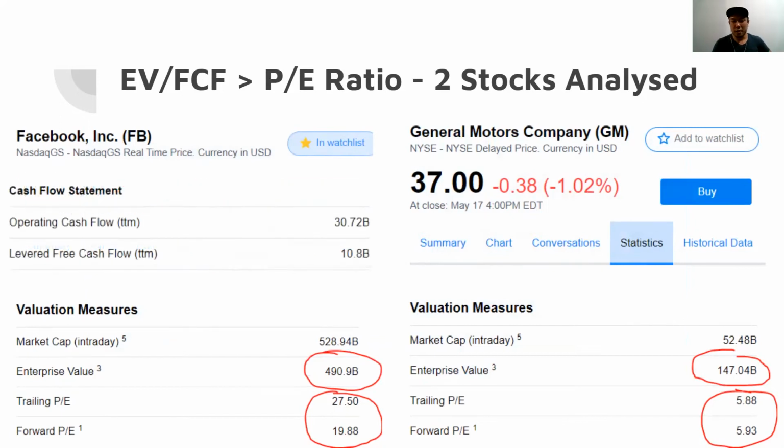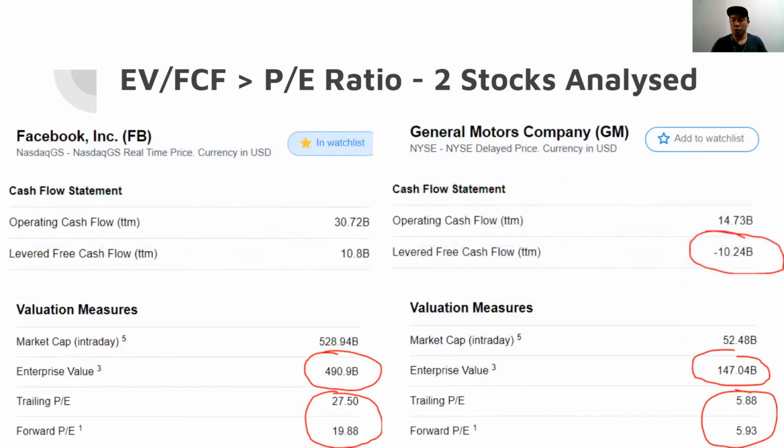And if we actually dig a little bit deeper, we'll realize that whilst the PE ratio of Facebook is higher, General Motors doesn't actually have any free cash. So anything that they make, as you can see here, the levered free cash flow is actually negative, while Facebook is printing almost $11 billion per year in cash that they can use to either distribute back to the shareholders or whatever.